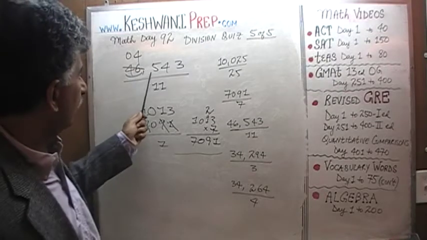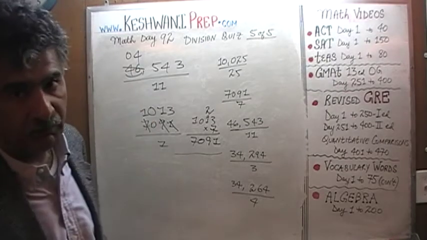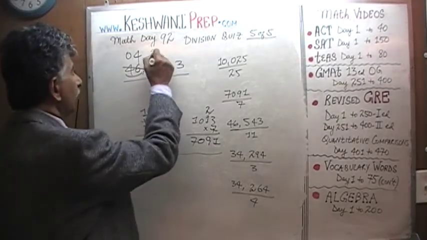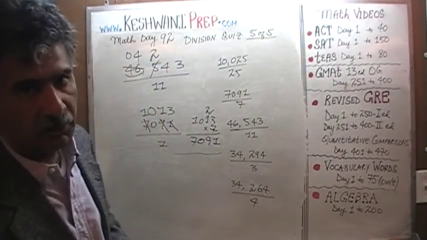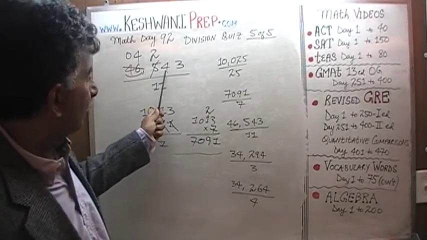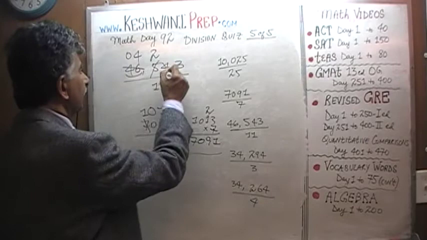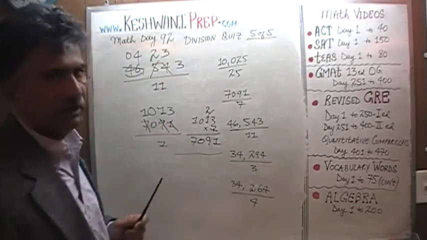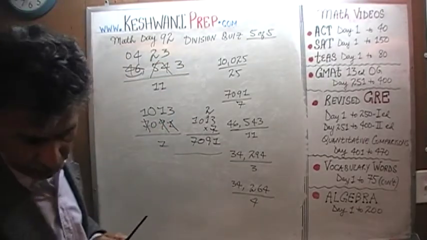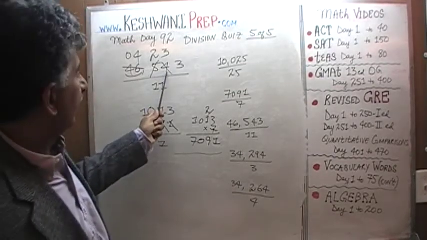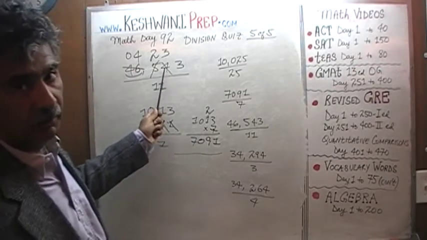The remaining 2 goes to 5 and becomes 25. 25 has how many 11s? 25 has 2 11s, which are 22. The remaining 3 goes and joins the 4 and becomes 34. 34 has 3 11s. 3 11s are 33. We had a 34 here, so we have a remainder of 1.